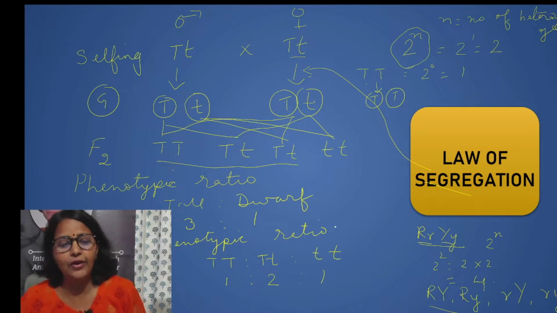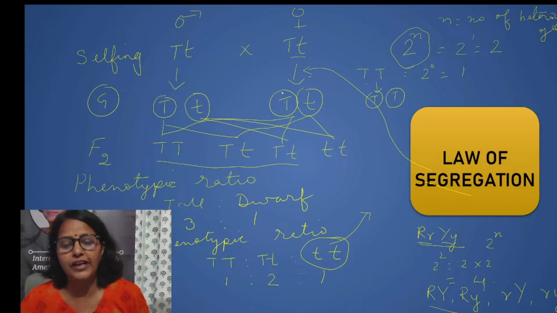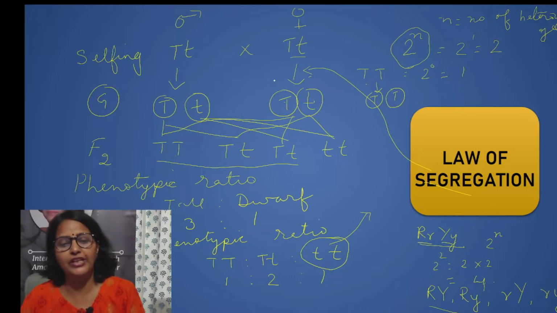Now we had only tall in the F1 generation. How could we get dwarf in the F2 generation? We got this because during gamete formation, alleles had separated out. So this is the law of segregation. This is how we can say these gametes have segregated out, and the law of segregation states that during gamete formation, the alleles of a gene separate out.